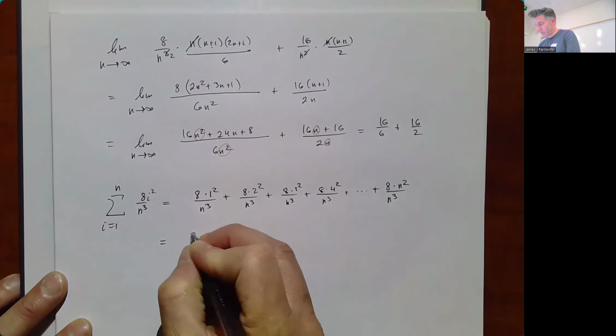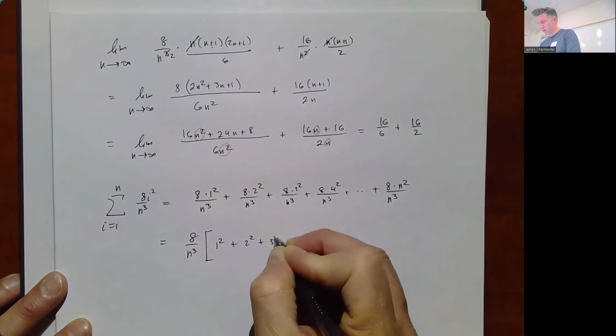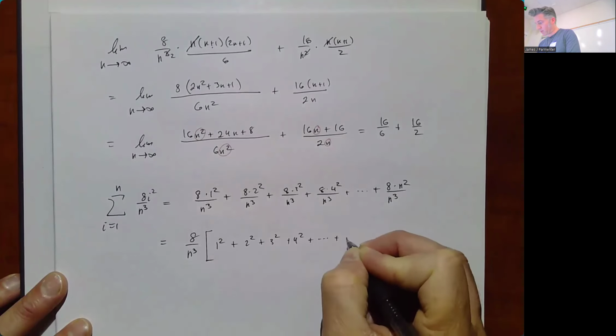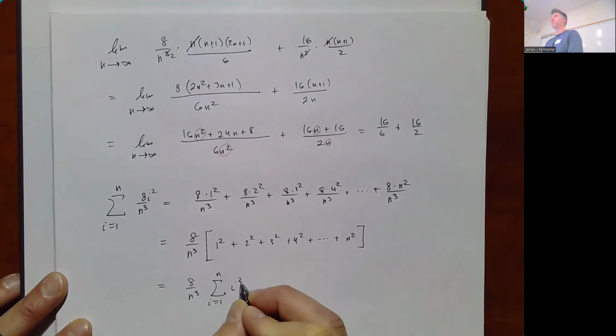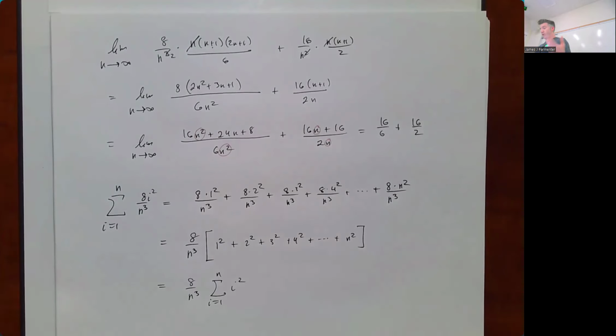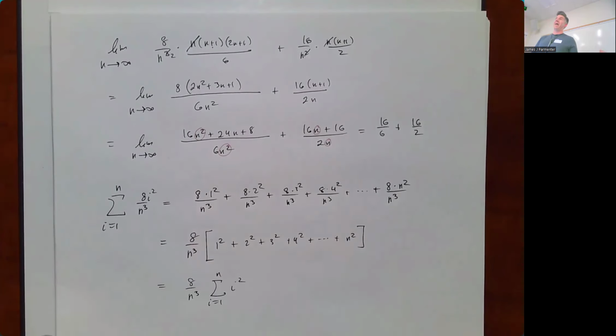So I could rewrite this as 8 over n cubed times 1 squared plus 2 squared plus 3 squared plus 4 squared plus all the way to n squared, which we could then rewrite as 8 over n cubed times the sum from i equals 1 to n of i squared. So that's really what allows us to do that. As far as this summation is concerned, the only thing that's actually changing is the index i, or k if we use k, not n. n is a quote-unquote constant. It's just the number of subintervals we happen to divide this up into. And after we have dealt with the summation part, then we take the limit and let the number of subintervals get larger and larger.